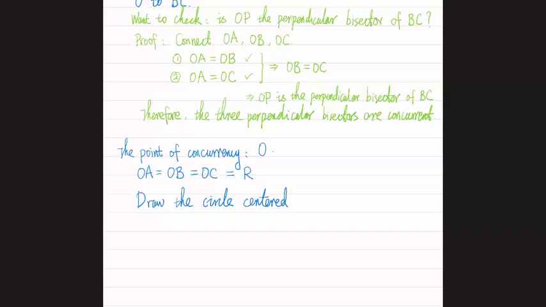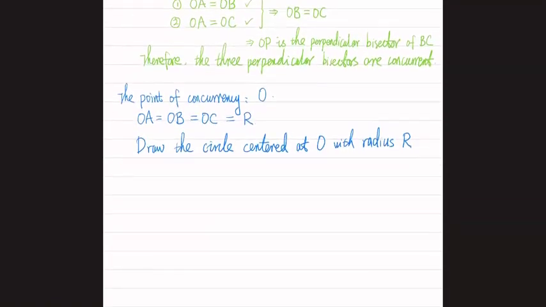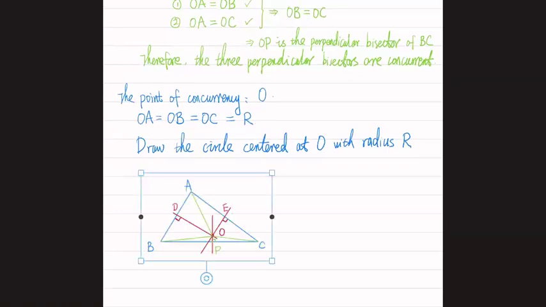Centered at O with radius R. Okay, let's see what happens. I'm going to make a copy of the graph. Hopefully I can do it quickly. It's not that easy because I have to go between pages. Make a copy. I got this. Paste. Okay, nice.